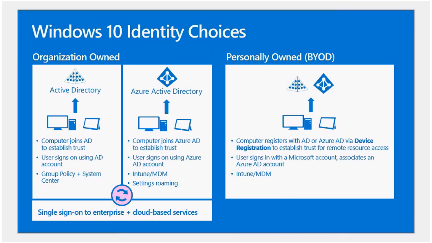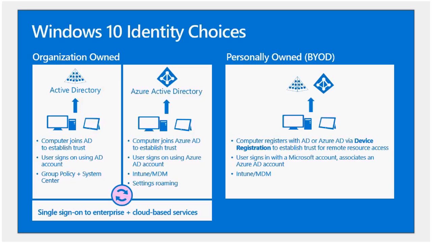But when we have that in place, then we can have a few different scenarios. So if we look at organization-owned machines, we can join a machine into Active Directory, which establishes a level of trust between that computer and AD. The user can then sign on to the machine using an Active Directory account. They get management features via Group Policy and System Center, and they get single sign-on then to cloud-based services because of the link between Active Directory and Azure AD.